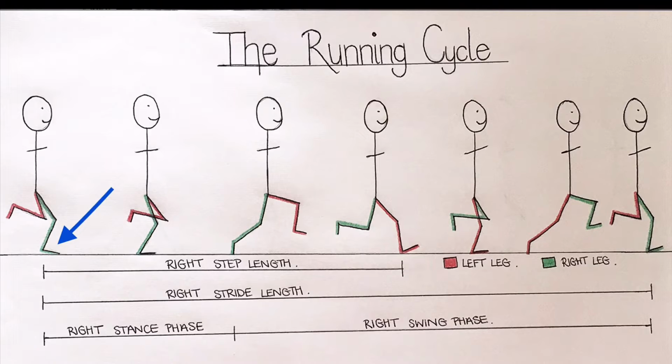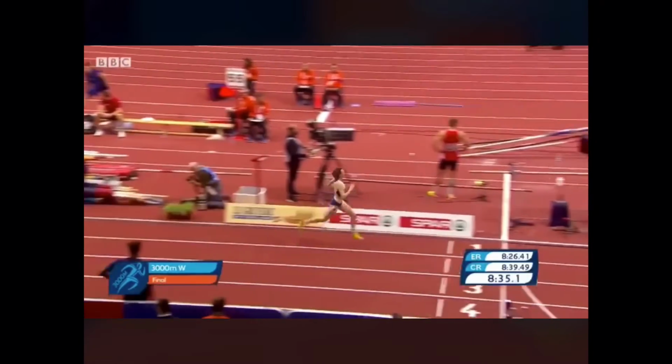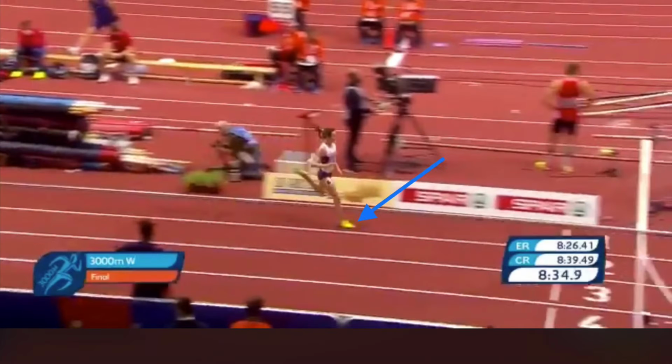Okay, so let's look at an example of Laura Moore in the final steps of her race. Here we can identify a right foot initial contact as the foot first strikes the ground.